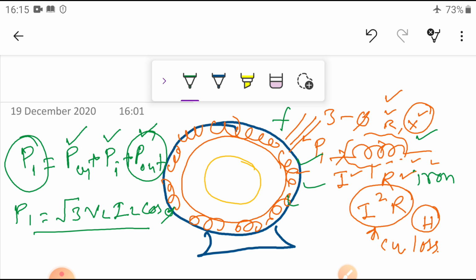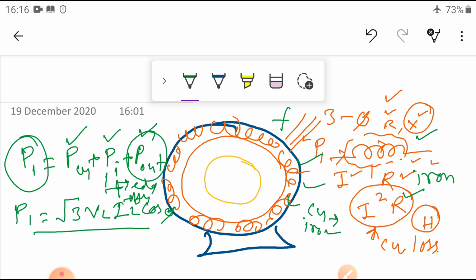What are the losses here? Copper loss occurred and iron loss occurred. Here copper loss is dependent upon the resistance, the iron losses depend upon the frequency. What are the iron losses? Already we have seen iron losses may be eddy current losses and hysteresis losses.